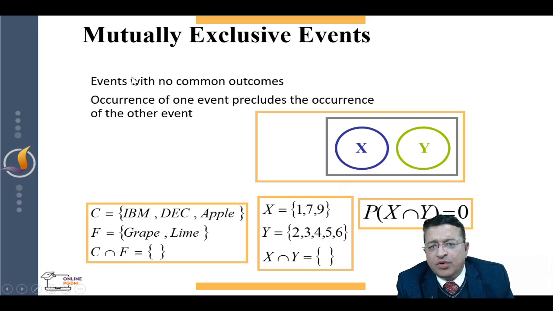Now, when we talk about mutually exclusive events, they have no common outcome; the occurrence of one event precludes the occurrence of the other event. So, if two sets are lying in this universe, you can see there is nothing common. Nothing common means if you take the intersection of these, it would be 0 or the empty set. There is nothing common between these two.